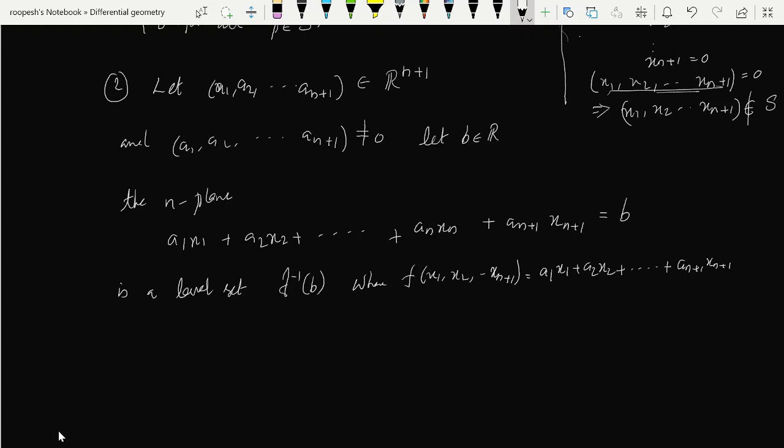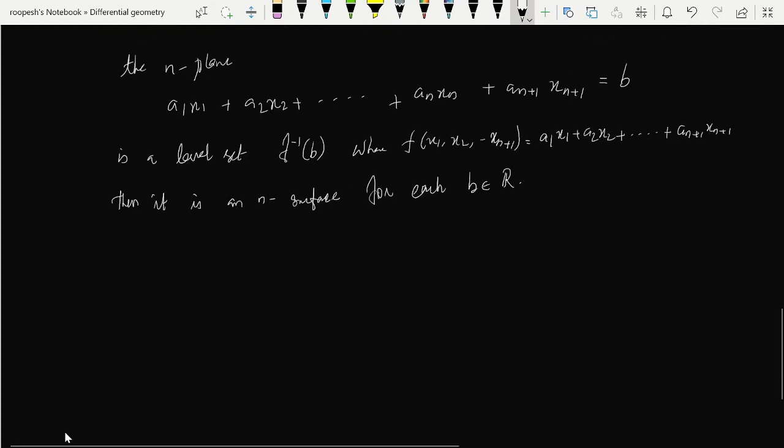Then it is an n-surface. It's an n-surface for each b belonging to R. What's the condition? We have expressed this as a level set, but we want to check one more condition. What is that? Del f of p not equal to 0.